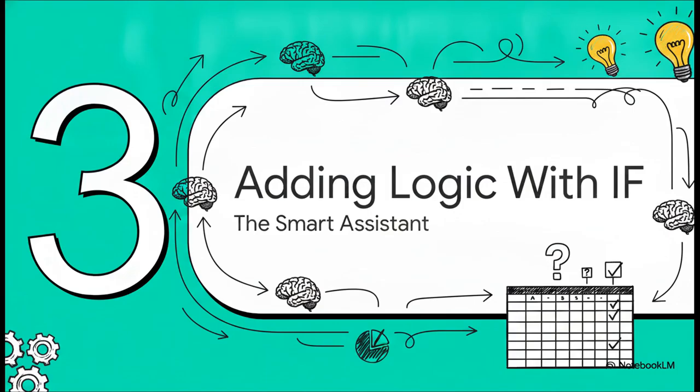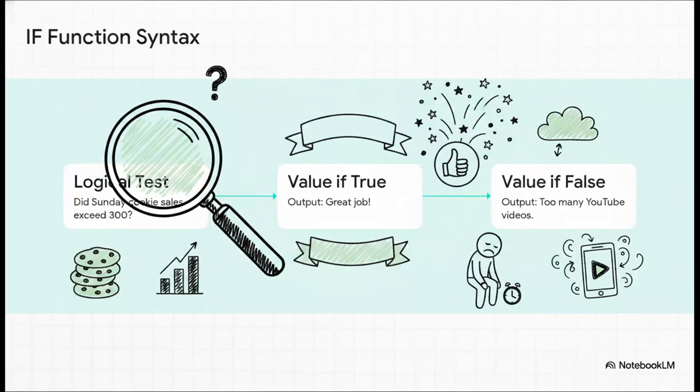Next up, section 3, adding logic with IF, your smart assistant. This is where things get really interesting. When we step beyond just basic math and start using the IF function, well, it's a real game changer. It's a tool that lets you apply logic so your spreadsheet actually makes decisions for you. Let's visually deconstruct the IF function syntax and strip away all that confusing jargon. It really just happens in 3 conversational steps, separated by commas.